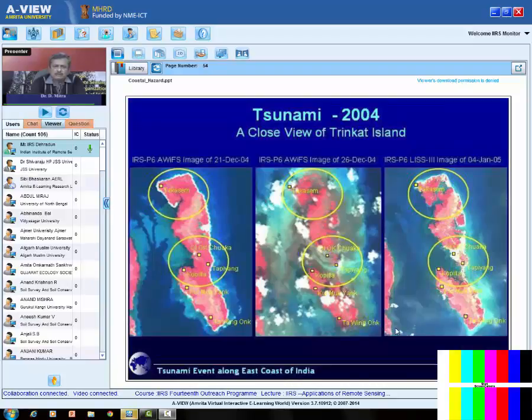I will show you some of the images acquired during those days by the National Remote Sensing Agency. This is the Andaman Nicobar Trinket Island. This is a pre-tsunami image, IRS-P6 AWiFS, 21st December. You know, on 26 December 2004 the tsunami came. You can see this is the day when the tsunami came. This is the image of 4th January 2005.